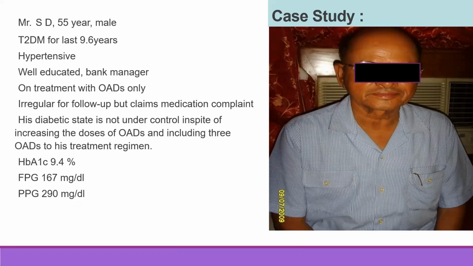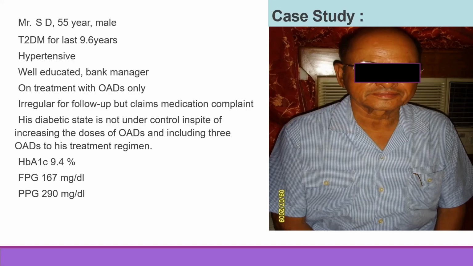This is SD, a 55-year-old male, diabetic for the last almost 9 to 10 years, hypertensive, well-educated bank manager, on treatment with oral anti-diabetic only, is irregular on follow-up but claims medication compliant. Many patients claim that I am continuing the same medication for the last 3-4 years without looking into the glycemic control.